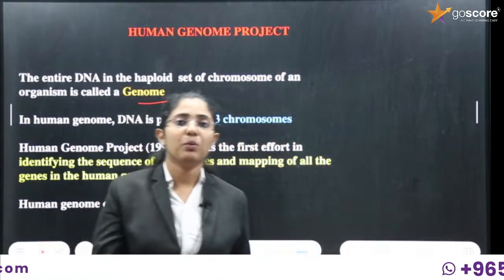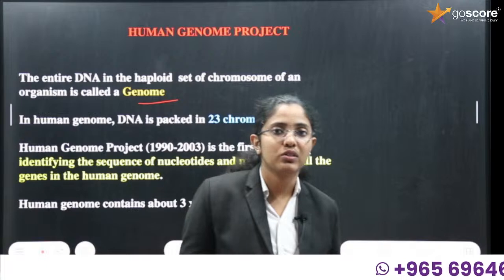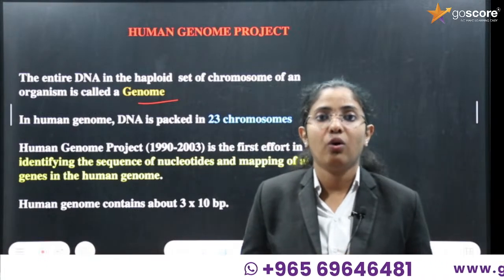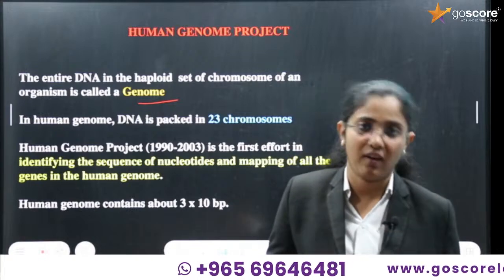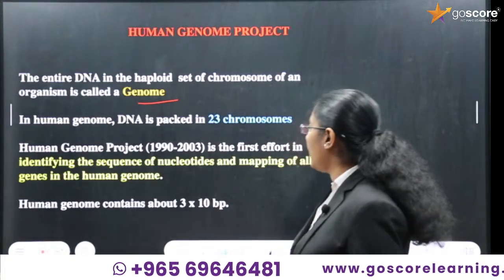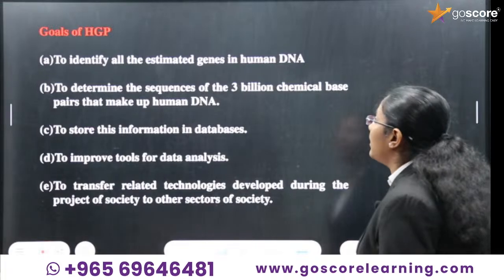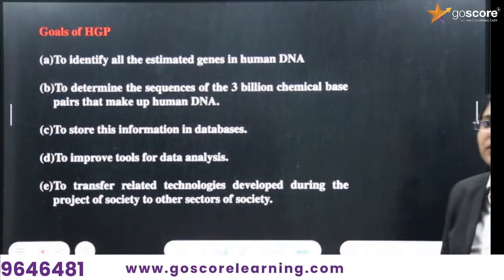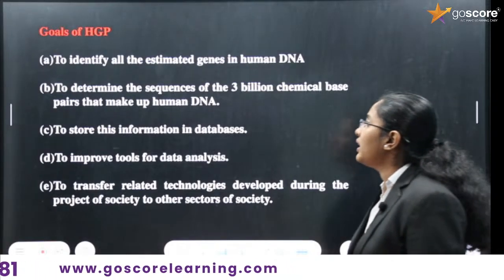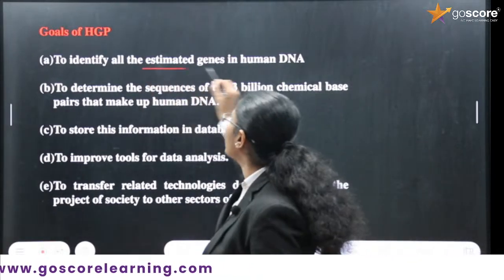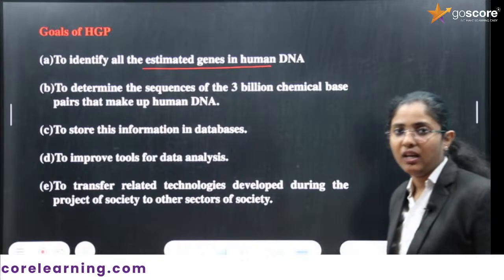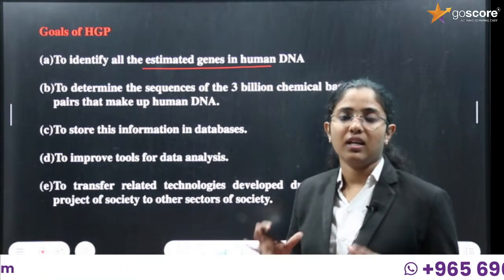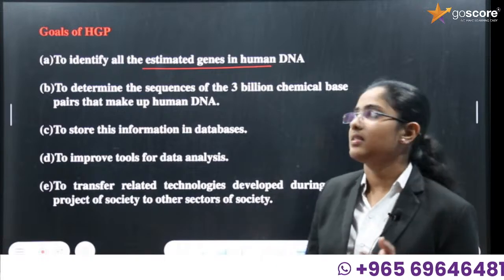Okay, what is actually the Human Genome Project? Inside the Human Genome Project, the sequences present in the human genome were identified and studied. So we have to study what the goals of HGP are. It is very important. Goals of HGP, the Human Genome Project: to identify all the estimated genes in human DNA. What are the different genes present in human DNA? It has to be studied. That was the main goal of HGP.